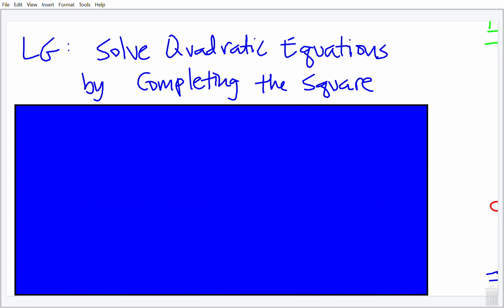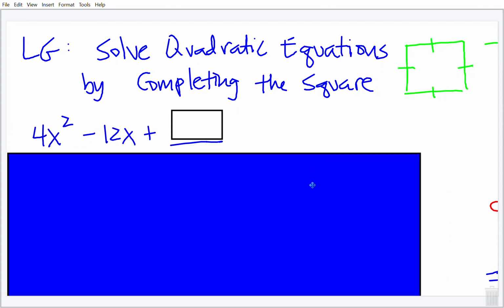The learning goal for today is to solve quadratic equations by completing the square. Solve quadratic equations by completing the square. So, as a reminder, a square is a quadrilateral where all four sides are congruent. So, the length of each side is equal. That's going to be an important idea as we complete the square here.